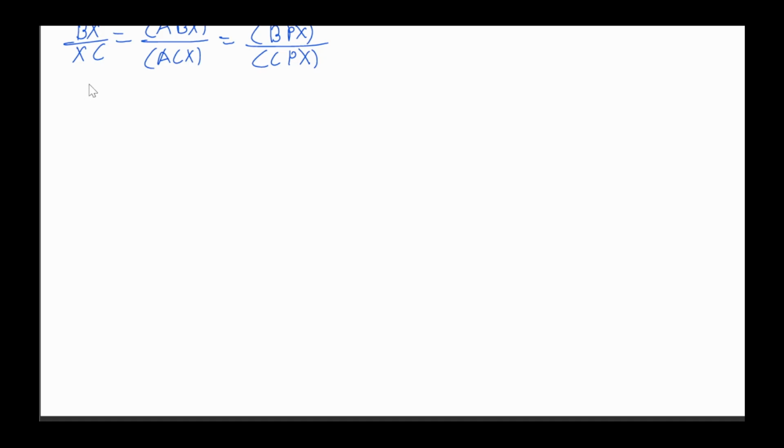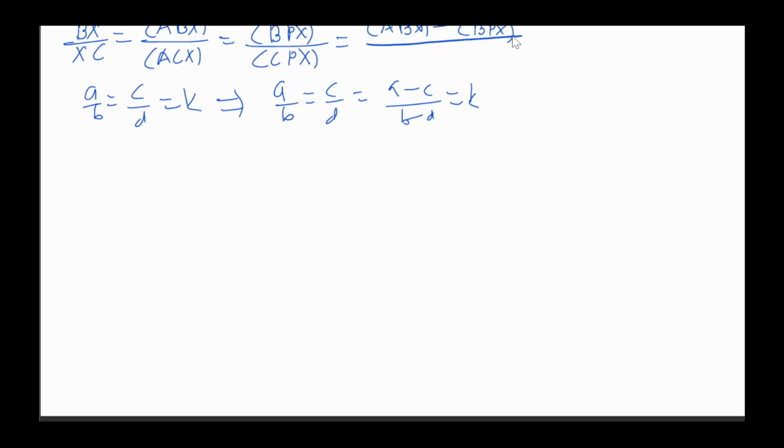Now we know from ratios that if A upon B is equal to C upon D is equal to some constant, say K, then A upon B is equal to C upon D is equal to A minus C upon B minus D. So it will bear the same ratio, that is K. We will make use of this result, and we can say that BX upon XC is equal to area ABX upon area ACX is equal to area BPX upon area CPX is equal to area ABX minus area BPX divided by area ACX minus area CPX.